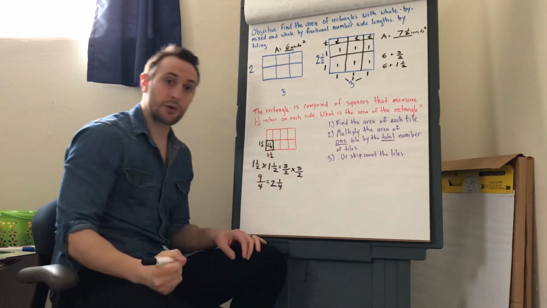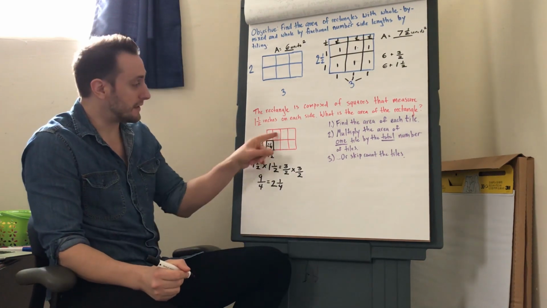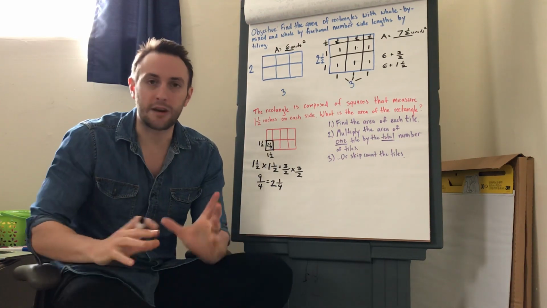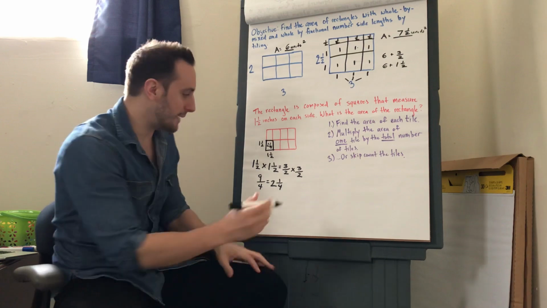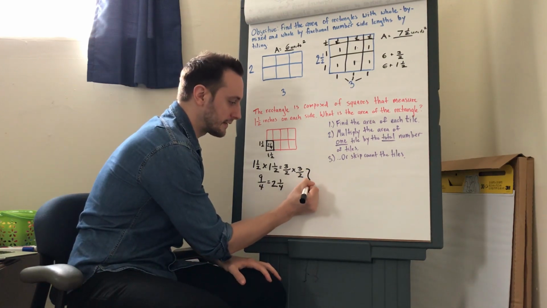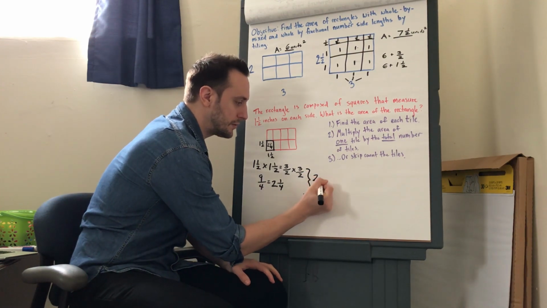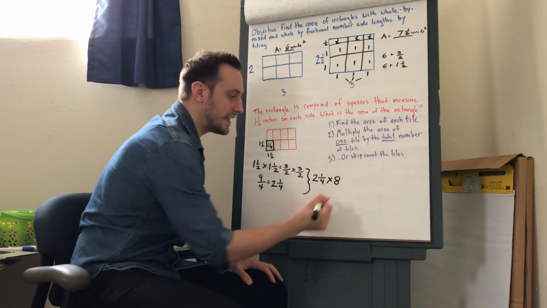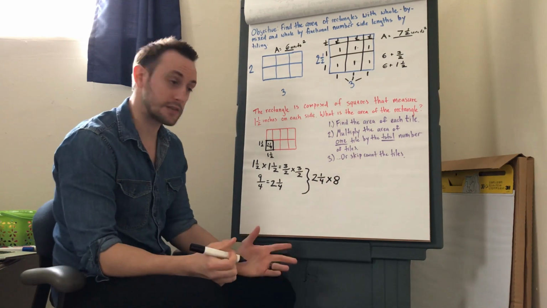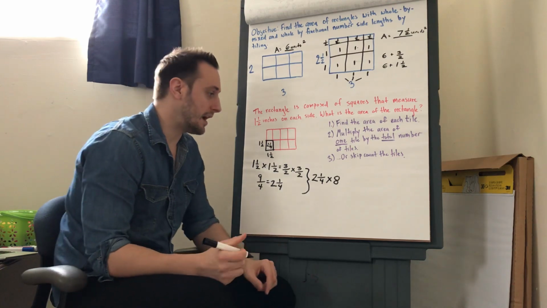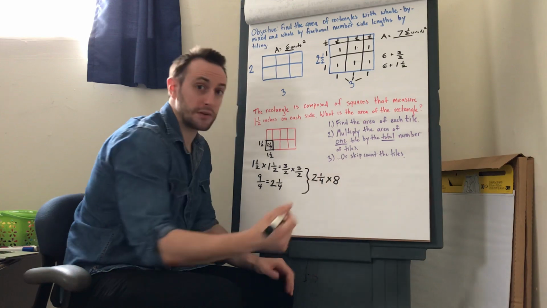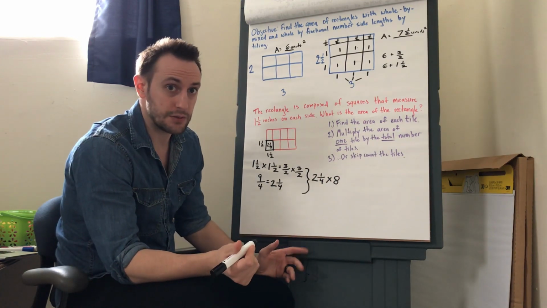And if this is 2 and 1/4, it means this is 2 and 1/4, and this, and this, they're all 2 and 1/4. So if I want to find the area of the whole thing, I'm essentially going to be doing 2 and 1/4 times 8 tiles. So let's go ahead and do this the way that we've learned. And I'm going to do, well, there's a few ways we can do this.